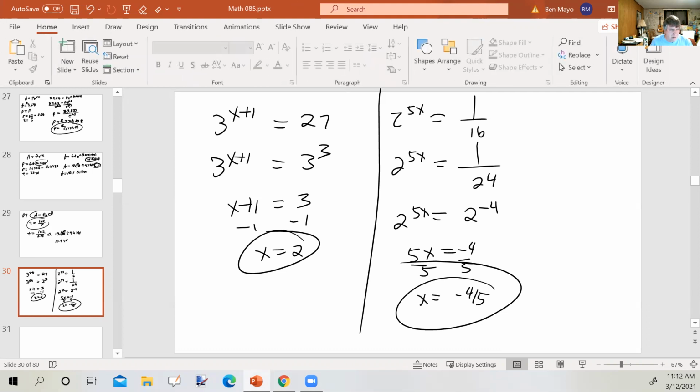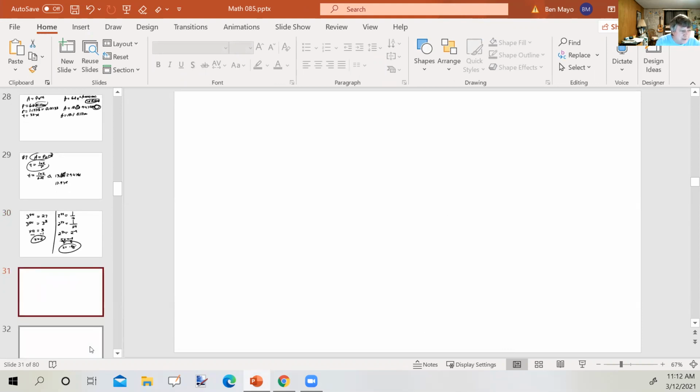Let's see here. This says, if $450 is deposited in an account paying 8.3% annual interest compounded semi-annually, how long will it take for the account to increase to $850? So the clue there is compounded semi-annually. So now we're going to use this formula.